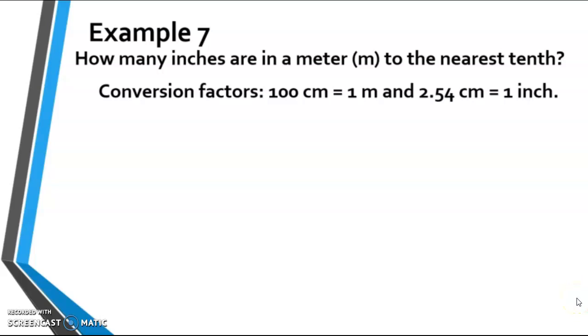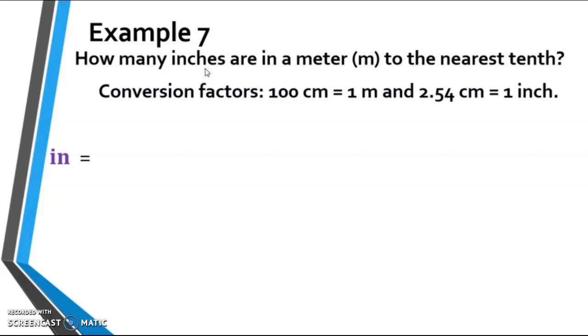Example 7 is asking how many inches are in a meter to the nearest tenth. So our conversion factors here say there's 100 centimeters in 1 meter, and there's 2.54 centimeters in 1 inch. So let's start with our desired again. We were asked how many inches. So there's our desired answer unit, how many inches.